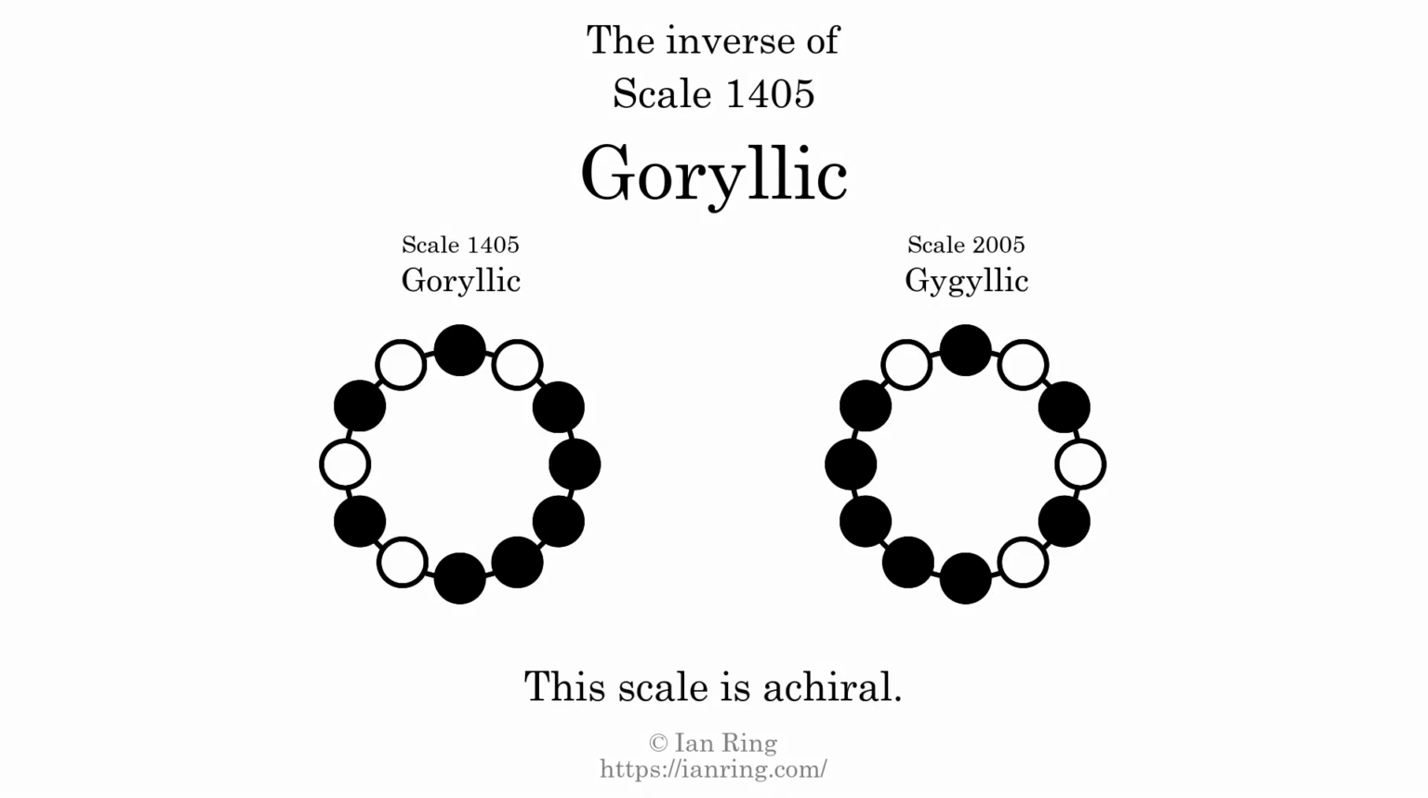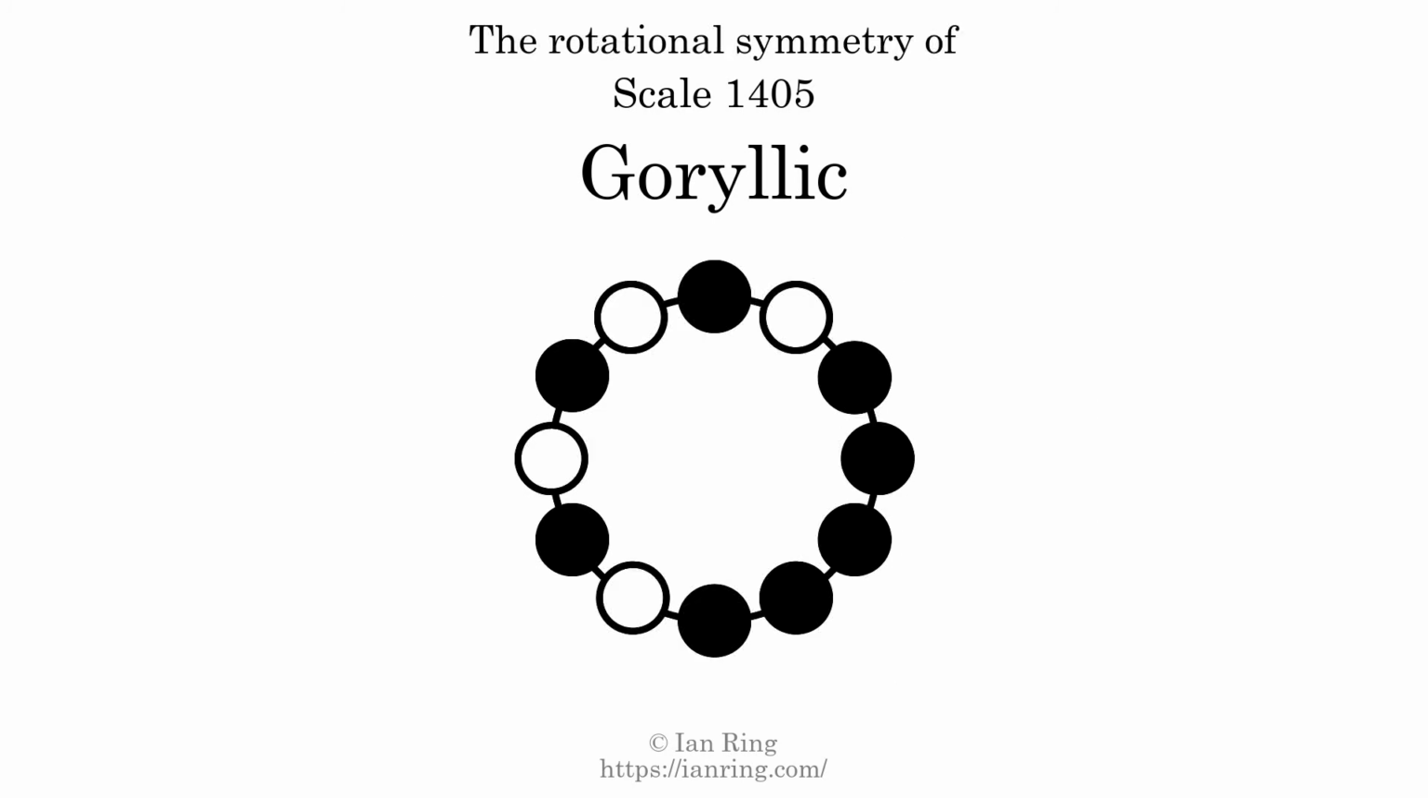The inverse of a scale is a mirror image. It is what you get when the sequence of intervals is reversed. The inverse of this scale is scale 2005, also known as Goryllic. This scale is achiral, since it can transform into its own reflection by a rotational transformation. This scale has no rotational symmetry.